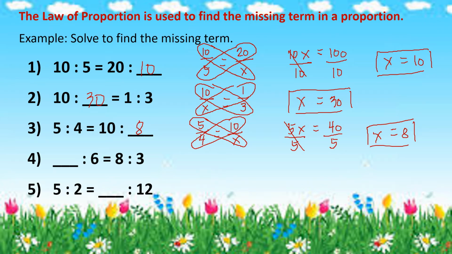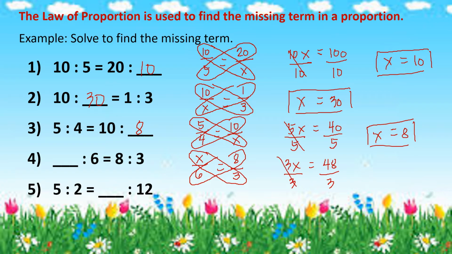Number 4, blank is to 6 is equal to 8 is to 3. Let's say x is the missing term. X is to 6 is equal to 8 is to 3. 3 times x is 3x. 8 times 6 is equal to 48. Divide both sides by 3. Therefore, x is equal to 48 divided by 3 is equal to 16. So, the missing term is 16.